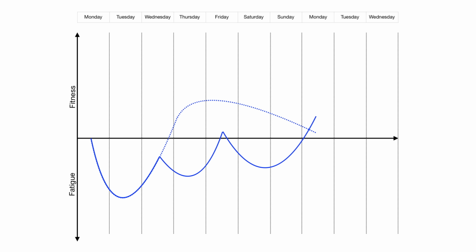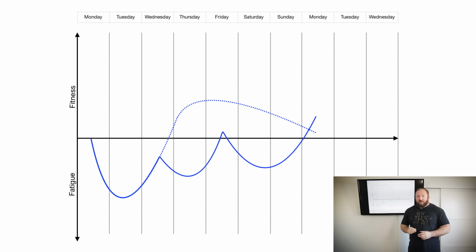What if we were to just do this 10 set workout and then no other overloading sessions throughout the week? That's going to be this dotted line here, and you can see it trends up and she recovers and adapts, but that fitness might not stay with her. And again, these lines I'm drawing are not precise. These are not exact rates of fitness and fatigue decay.